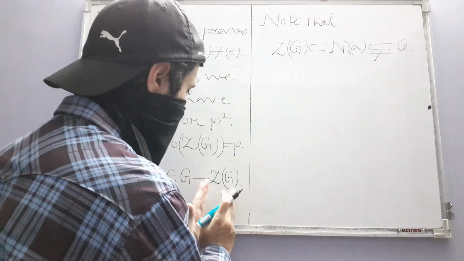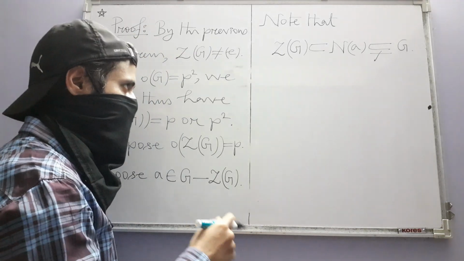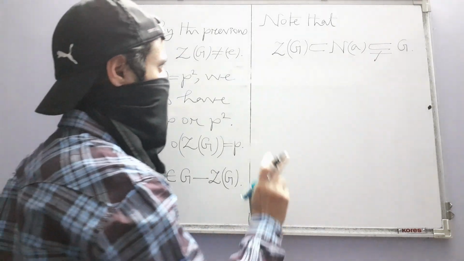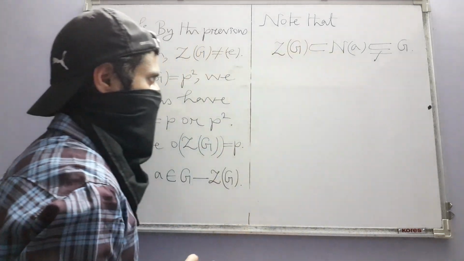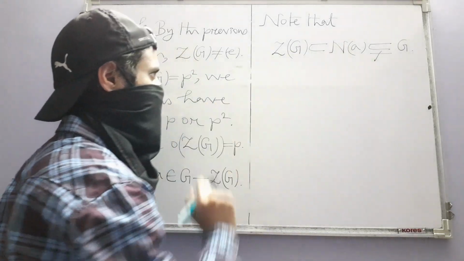Now just like the center, the normalizer is also a subgroup, so its order also has to divide the order of G by Lagrange's theorem. And at the same time, since the center is a subgroup of the normalizer, its order also has to divide the order of the normalizer.